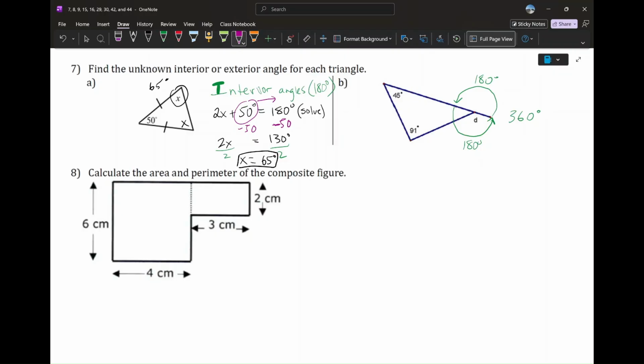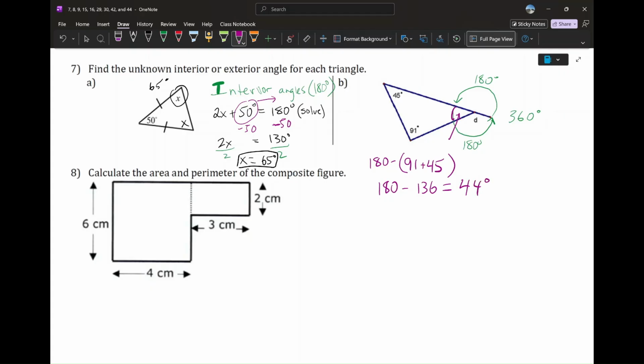And so we can find this angle if we add up 91 plus 45, and then we're going to take it away from 180. So what do we got there? It's going to be 180 subtract 136. So we end up with 44 degrees.